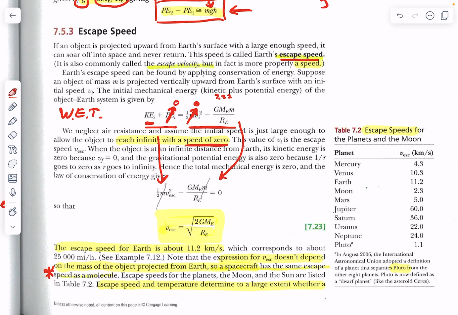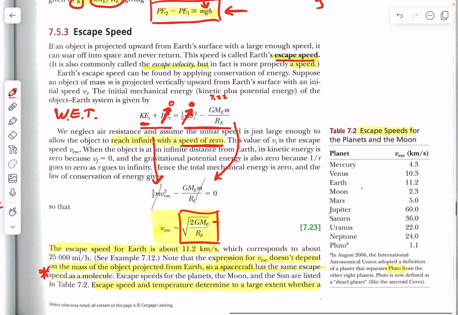And when we solve for v, we find that this is my escape speed, at least to escape from the surface of the Earth. We would have to put in the masses of other planets if we were trying to escape from something else. And we'd also have to use the radius of that other planet: Jupiter, Saturn, Neptune, Uranus, Mars, whatever. And so when we look at this chart over here, you can see that the escape speed for the Earth is 11.2 kilometers per second.